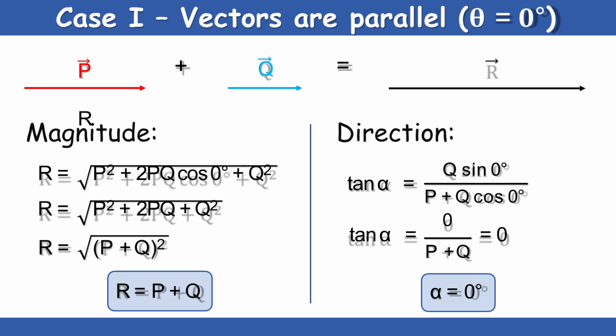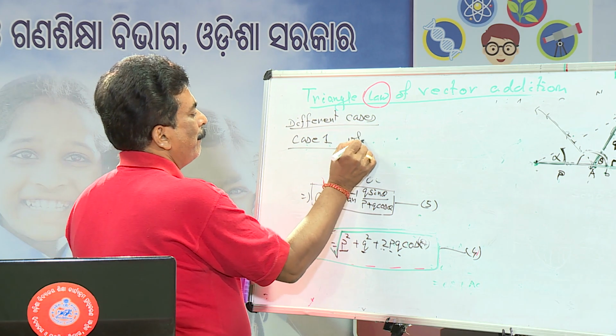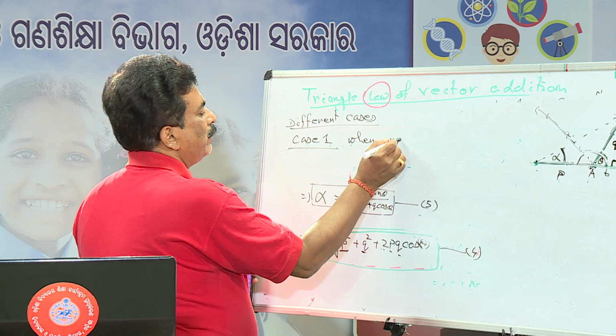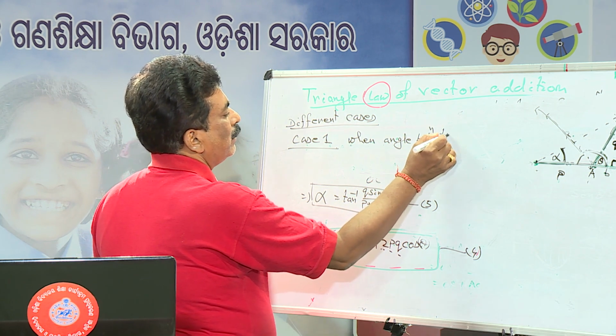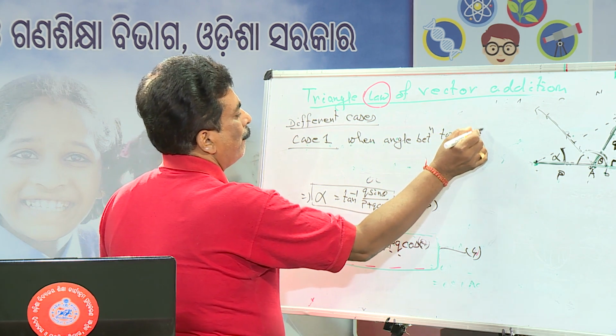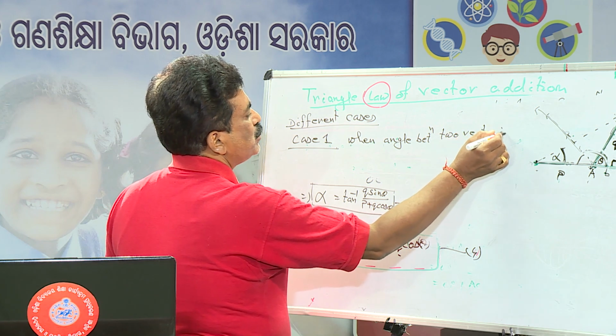So, for the different cases, let us now go to case 1. Case 1: when the angle between the two vectors is 0.